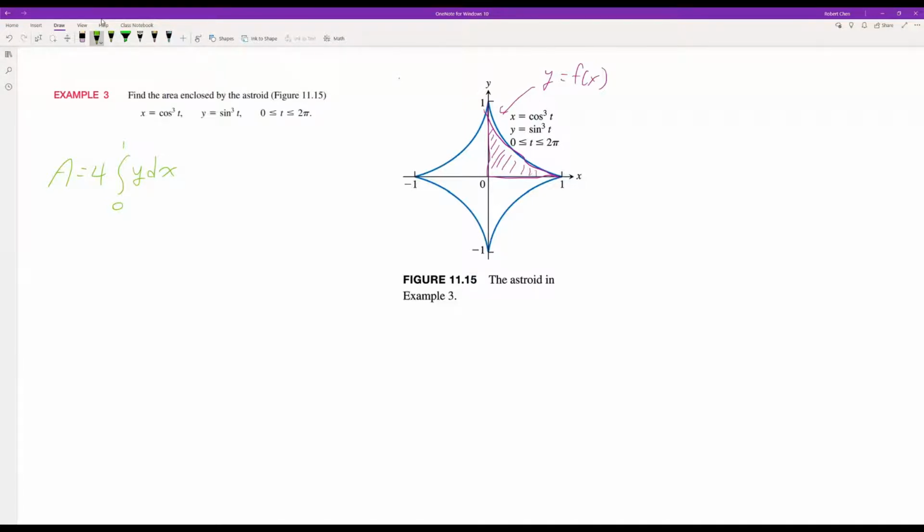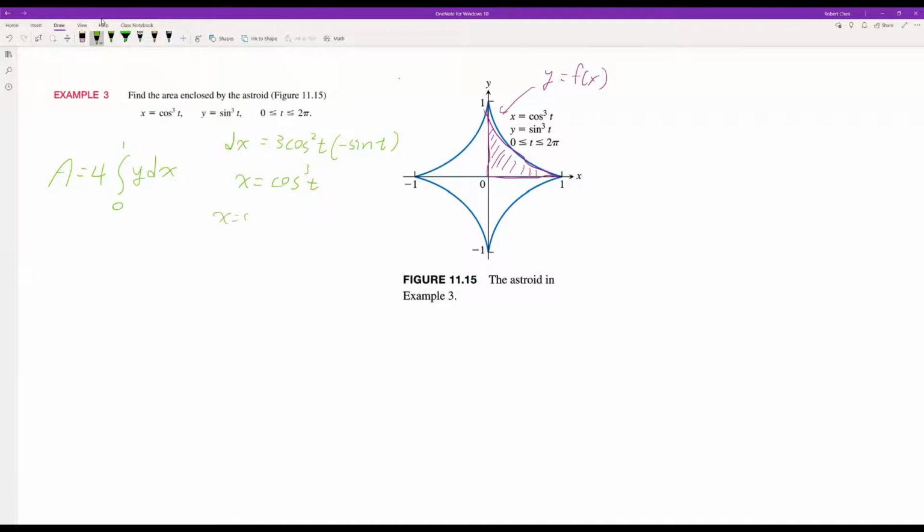First, we know y is sine cubed t. dx will be the derivative of x, since x is equal to cosine cubed t, which will be 3 cosine squared t times negative sine t. And we need to also redo the bounds.